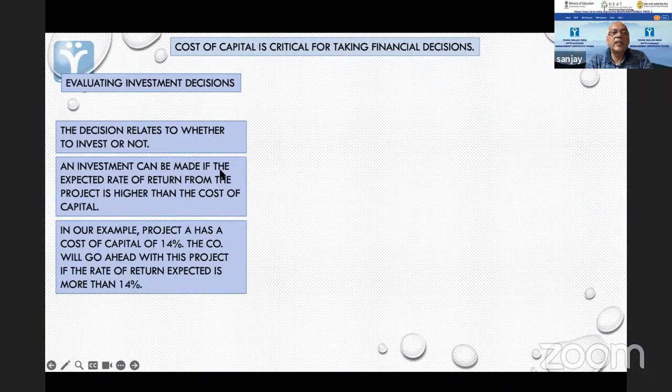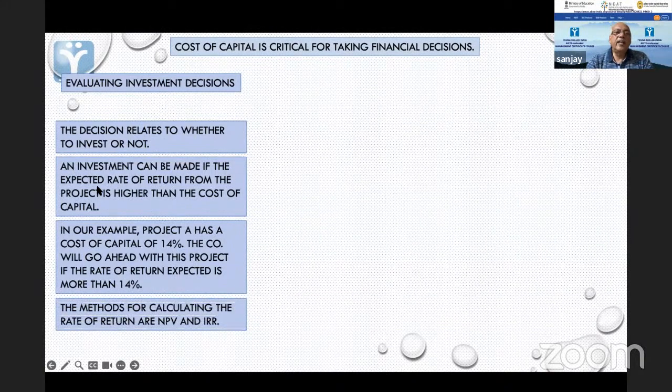So an investment can be made if the expected rate of return from the project is higher than the cost of capital. This is the basic point; everything that I have covered so far is basically to bring you to this point. And in our example, project A has a cost of capital of 14%. The company will go ahead with this project if the rate of return expected is more than 14%.